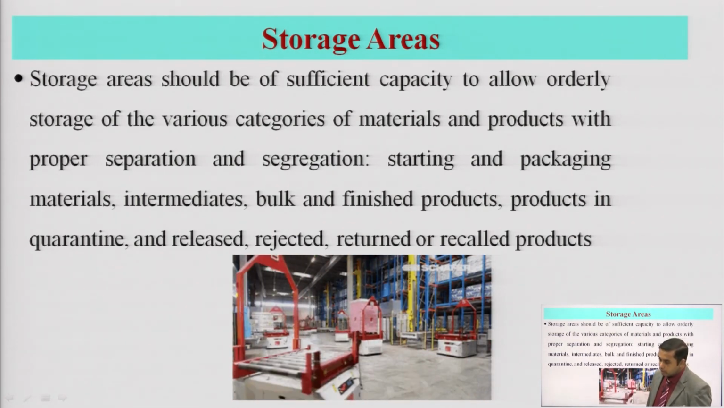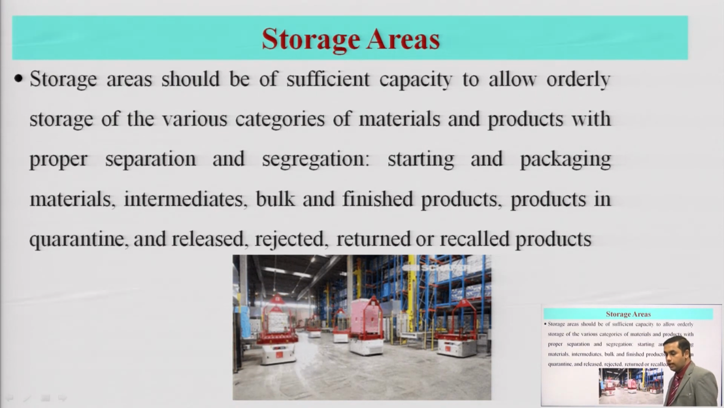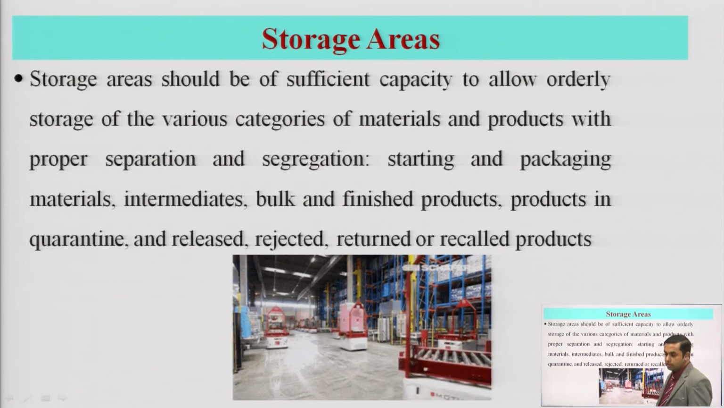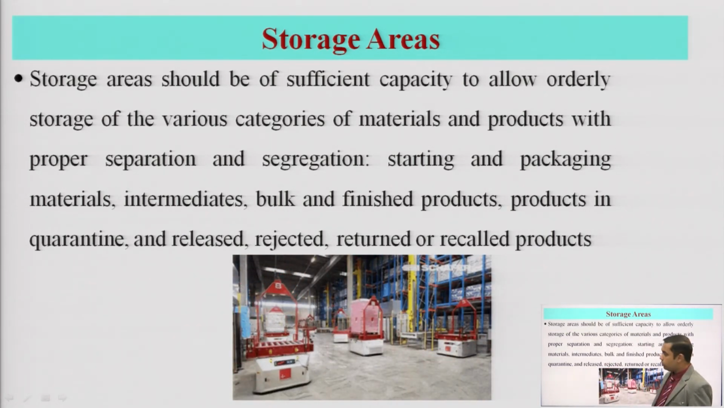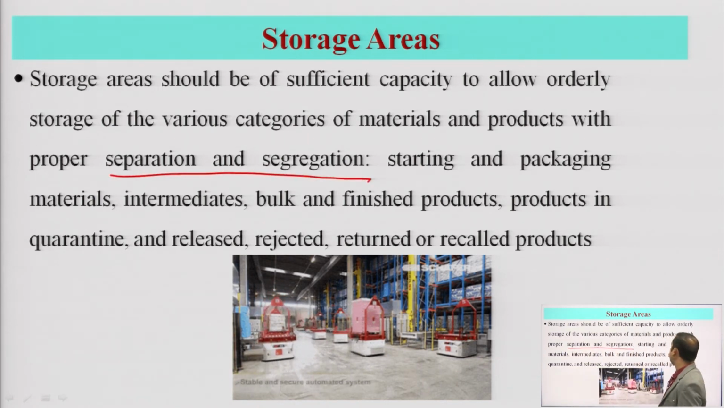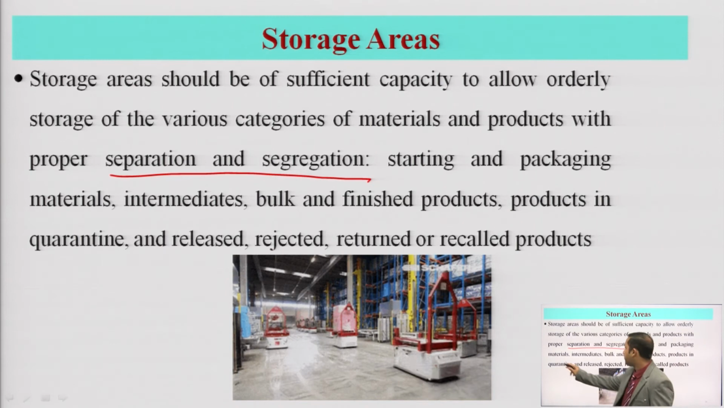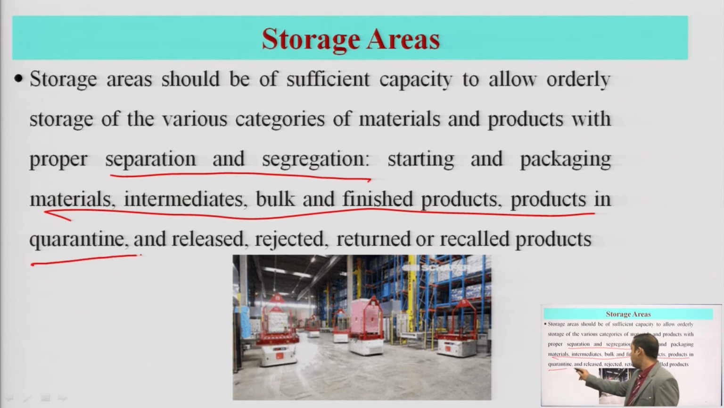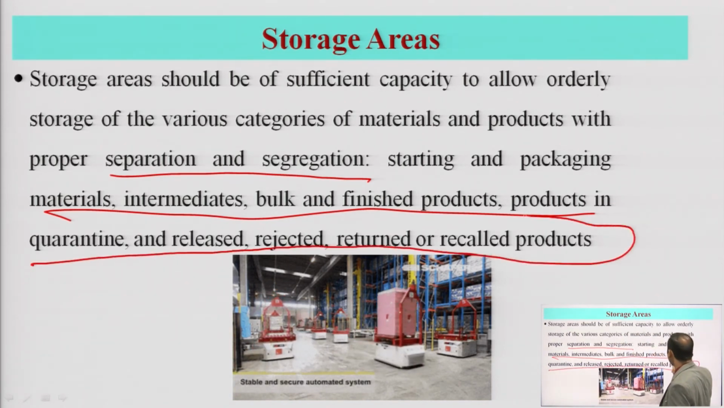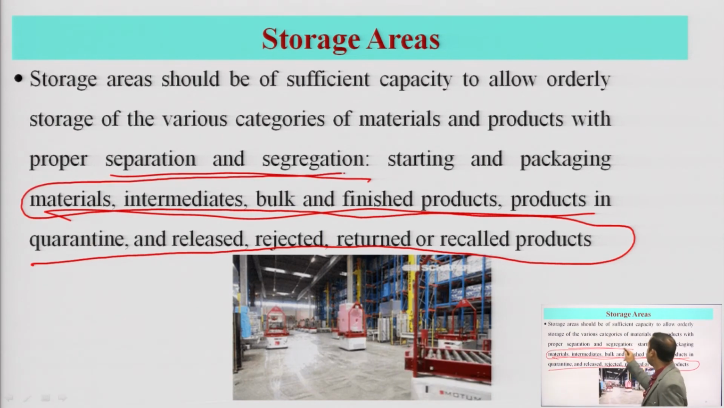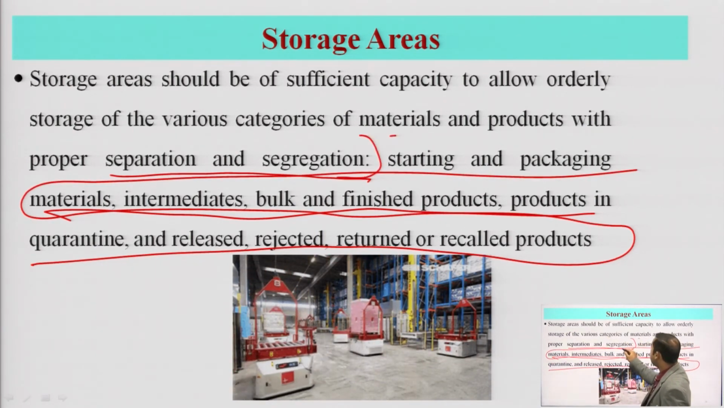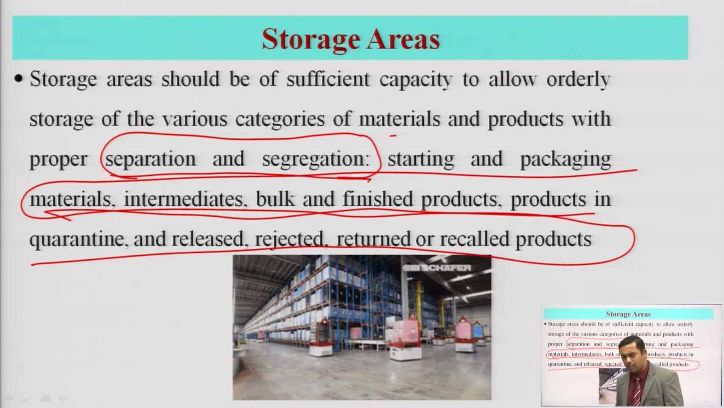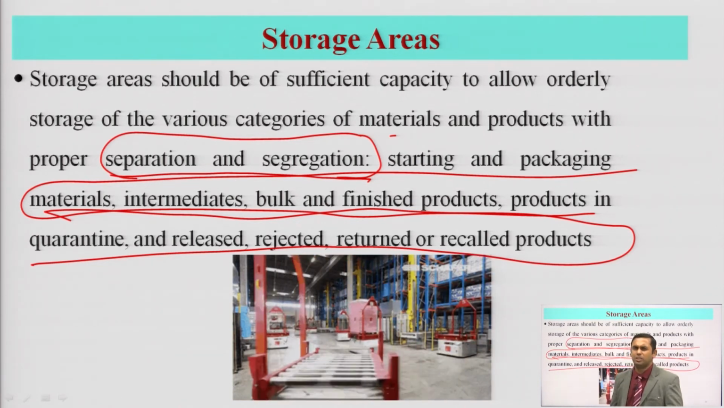Now, come to the storage area. The storage area should have sufficient capacity to allow orderly storage of the various categories of materials and products, with proper separation and segregation: starting and packing materials, intermediates, bulk, finished products, and also products in quarantine, released, rejected and returned. All these things I am highlighting here should be completely separated and segregated in the storage area.